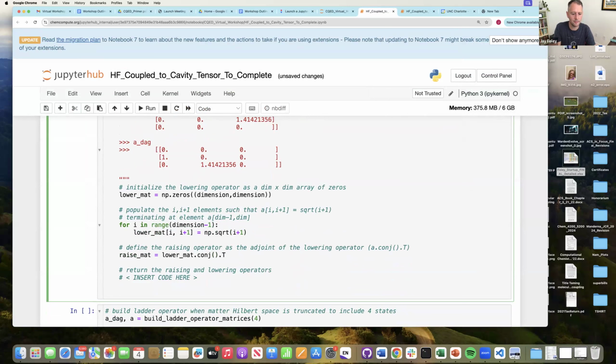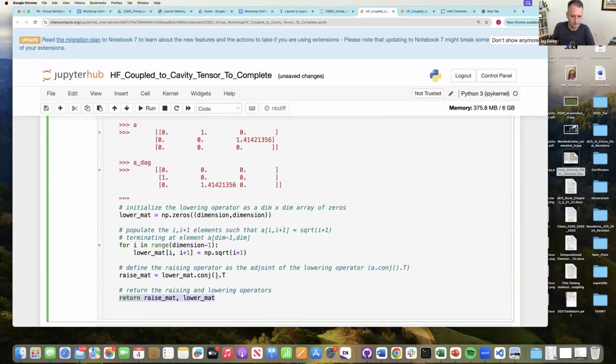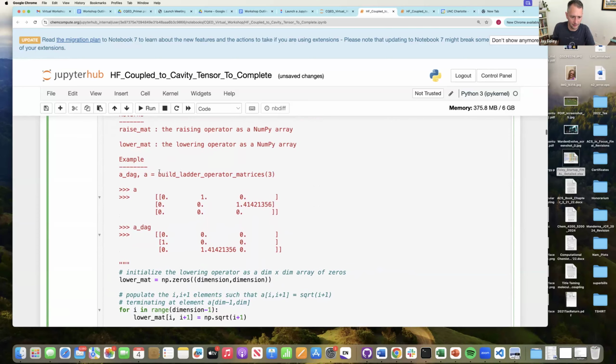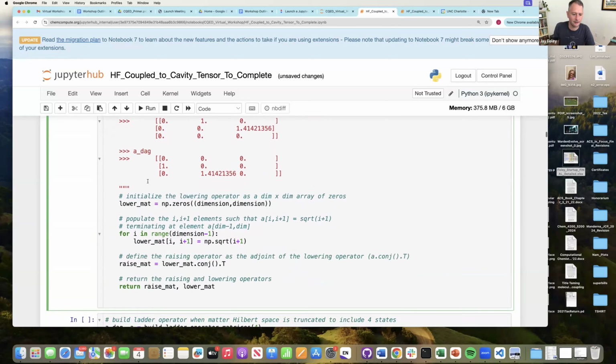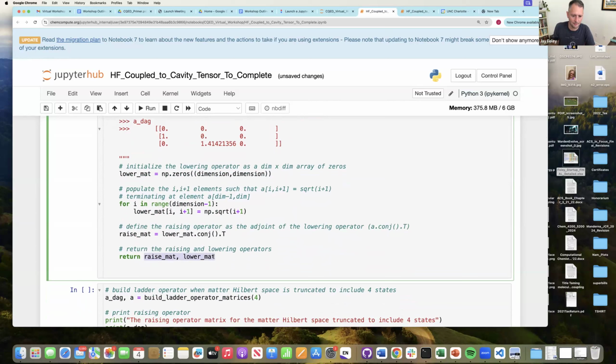And then that should be everything I need. I just want to return them here, so I want to replace that comment with a return statement. So I'll say return raise mat, lower mat. Right, and now let's make sure this looks as I expect, where the function returns two different things. The first thing it returns is a dagger, or the raising operator. The second thing it returns is the lowering operator. And that's the order that I have: raise mat, lower mat.